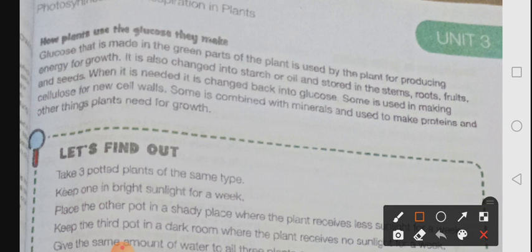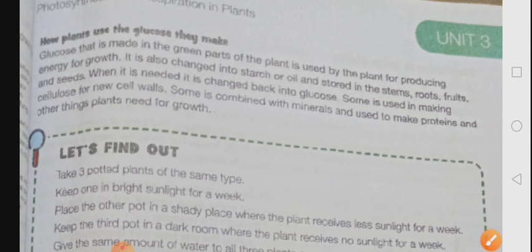Some is used in making cellulose for new cell wall. Underline it. Cell wall is made of a chemical. It is called cellulose. Plants use their food in making new cellulose. Some is combined with minerals and used to make proteins and other things plants need for growth.